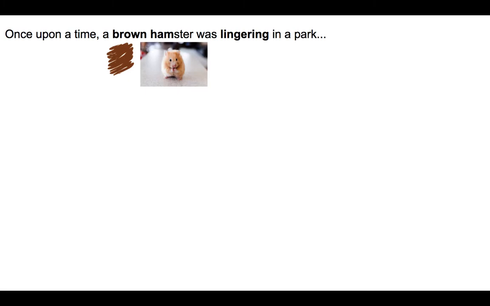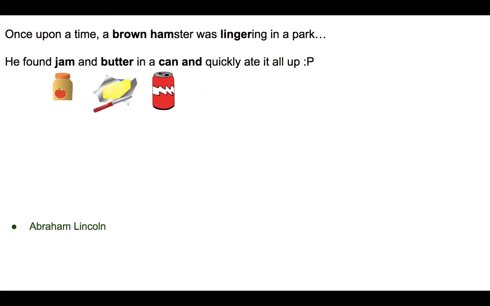Once upon a time, a brown hamster was lingering in a park. Brown, ham, lingering. These are the key words. Brown ham, Abraham, lingering, Lincoln. Abraham Lincoln. He found jam and butter in a can and quickly ate it all up. Jam, butter, can, and. Jam, James, butter, can, and Buchanan.